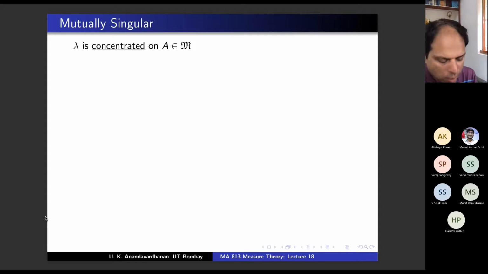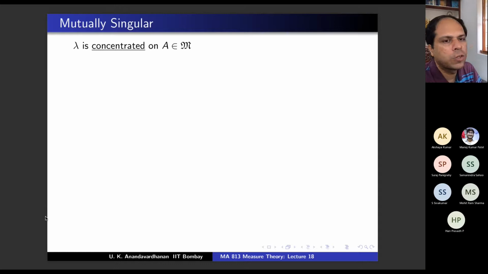Now let me also define this notion of singular. Have you seen this in MSE? When do you say two measures are mutually singular? Yes. No, you've seen it. Okay. So the basic notion is lambda is concentrated on A. This English word itself is suggestive of something, right? What is the meaning of concentrated on some set?